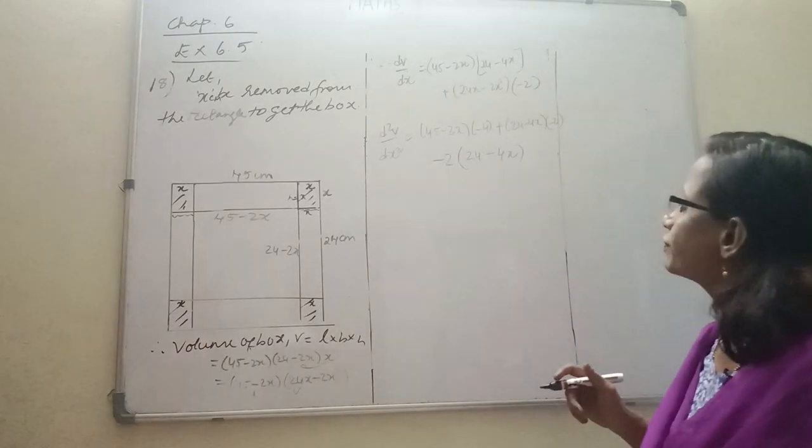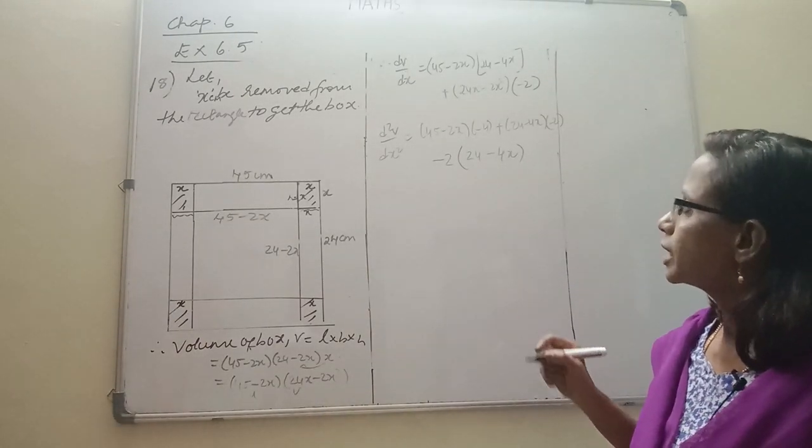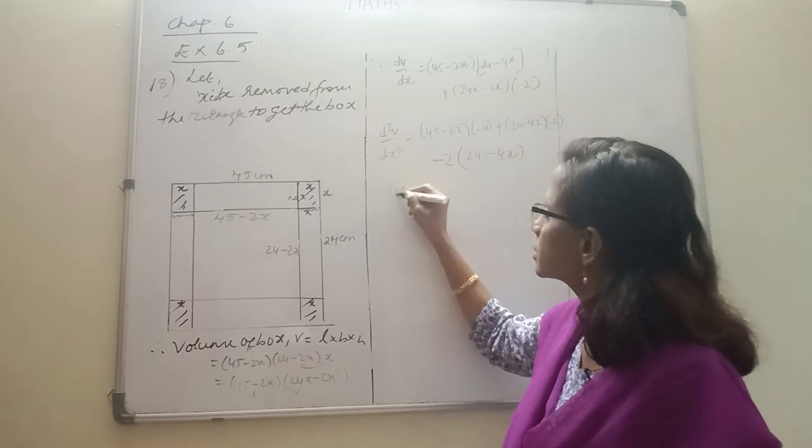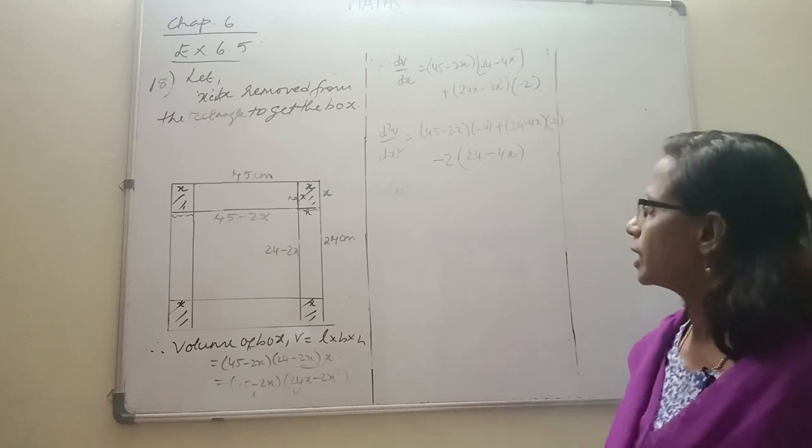Okay, so we have this d squared V by dx squared. After having sorted that out, our next task is to get the dV over dx.